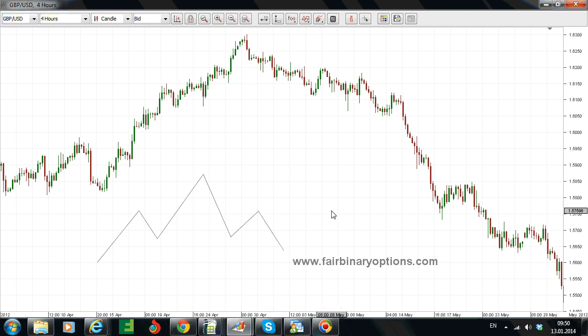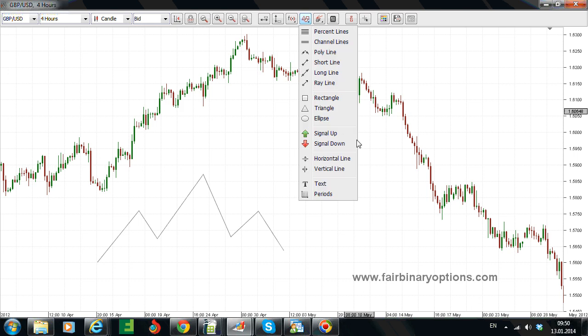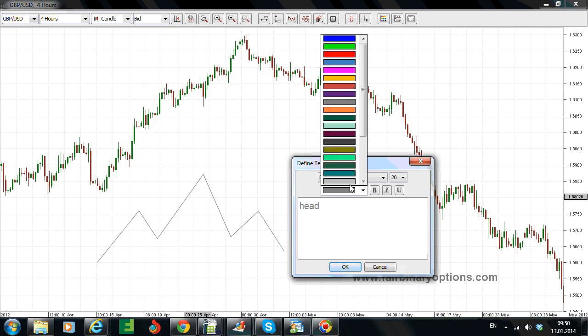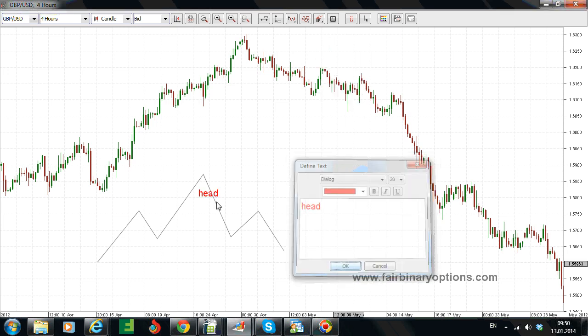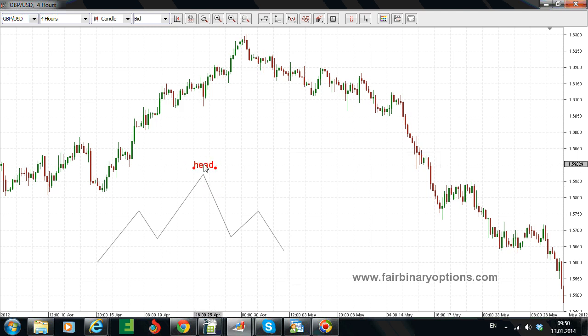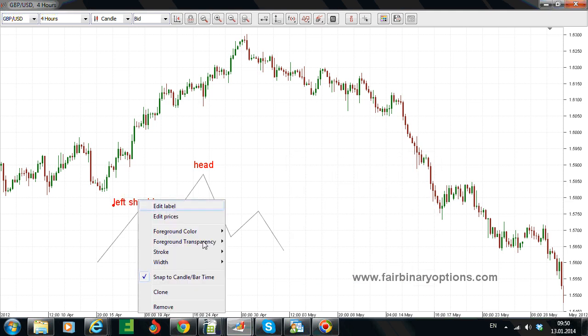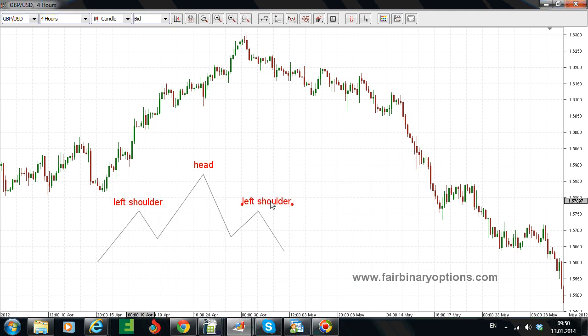So this is how any textbook material will depict a head and shoulders pattern. Now of course, like mentioned earlier, this is the head. This would be called the left shoulder. And of course, this would be the right shoulder.